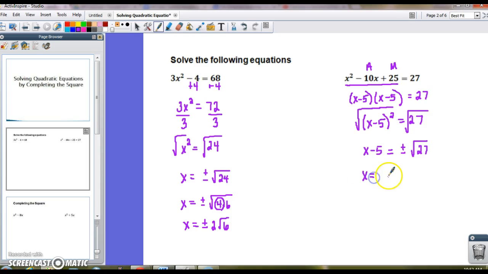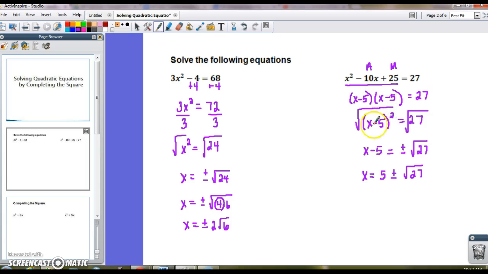Add 5 to both sides. It can't go under the radical because they're not like terms. So I end up with x equals 5 plus or minus the square root of 27. I know I just did a bunch of stuff there, but it's very systematic. Factored.